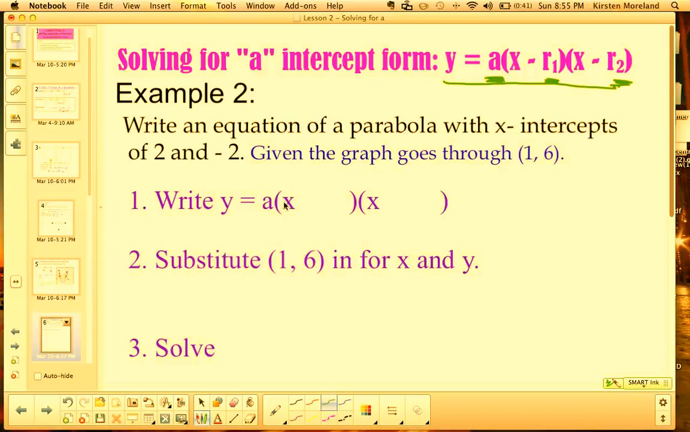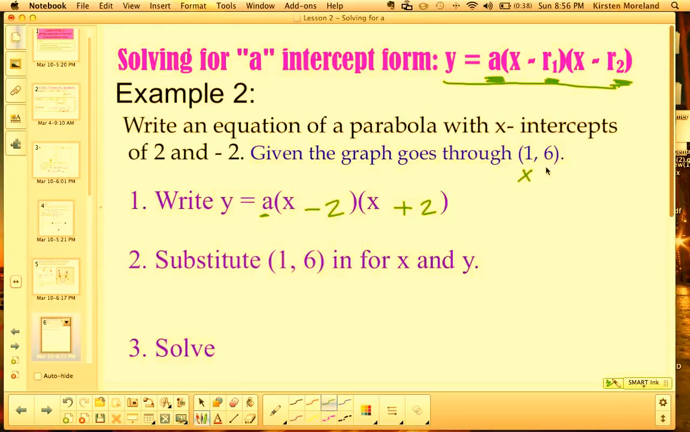y equals a times... well, if my x-intercept is at positive 2, my equation is really going to be x minus 2. And if I have another one at negative 2, I'm going to write x plus 2. Notice a is still in the equation. We don't know what it is. Now they give us this extra step. They haven't given us this before. Given the graph goes through (1, 6).